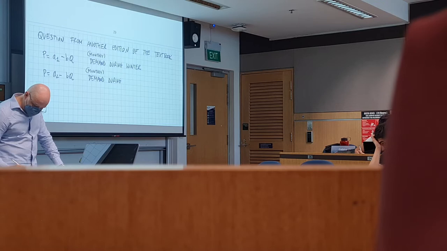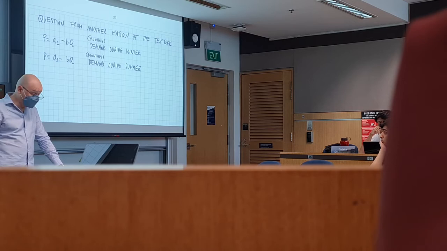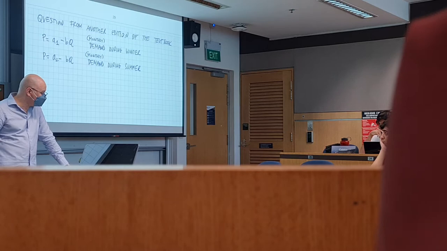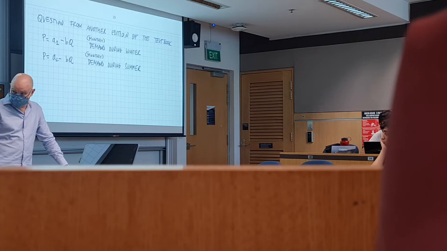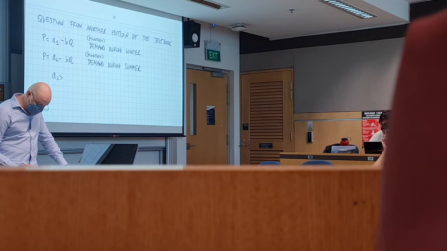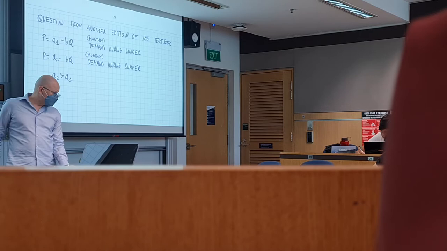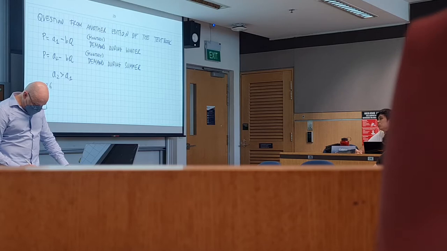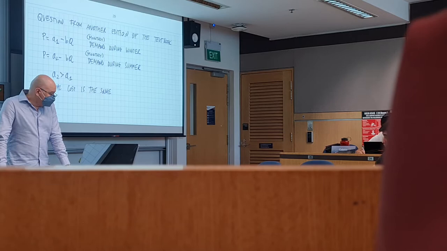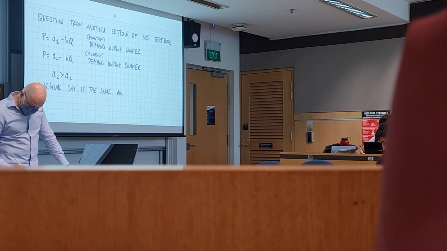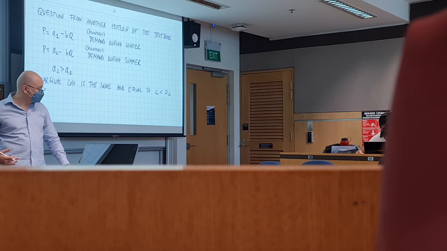What do you think we can say about A2 and A1? Which one is bigger? We are going from Chicago to Nebraska. Who's going to Nebraska? A2 is bigger than A1, maybe there are some summer holiday destinations there. MC, marginal cost, is the same and equal to C, less than A1. This one I add, it's not in the book. It's an unstated assumption.